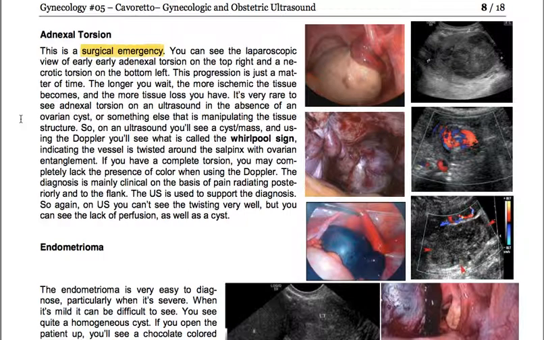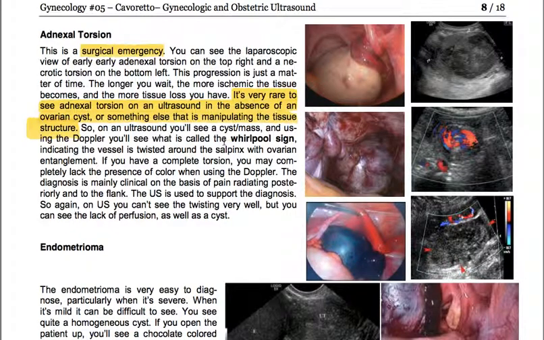to see adnexal torsion on an ultrasound in the absence of an ovarian cyst or something else that is manipulating the tissue structure. So on an ultrasound you'll see a cyst, mass, and using the Doppler you'll see what's called a whirlpool sign, indicating the vessel is twisted around the salpinx with ovarian enlargement. If you have a complete torsion, you may completely lack the presence of color when using the Doppler.